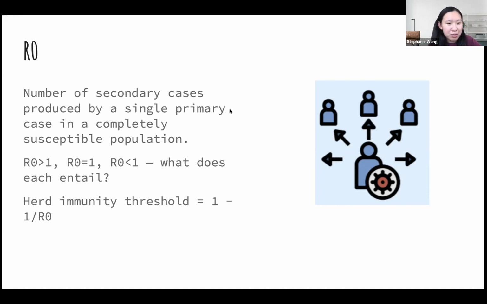So what is so important about the reproductive ratio? You've probably heard a lot of talk about R naught, herd immunity, things like that, with all the COVID stuff going on.